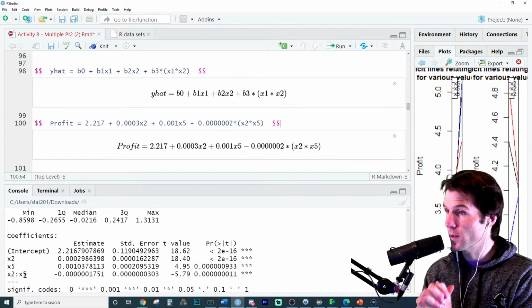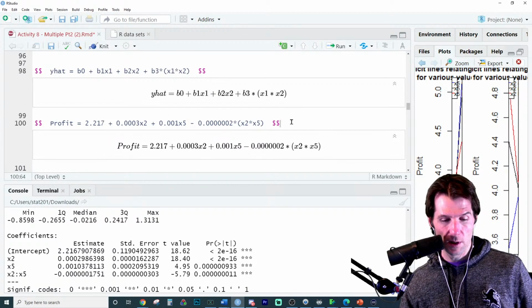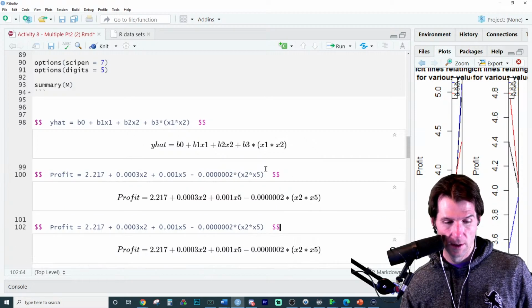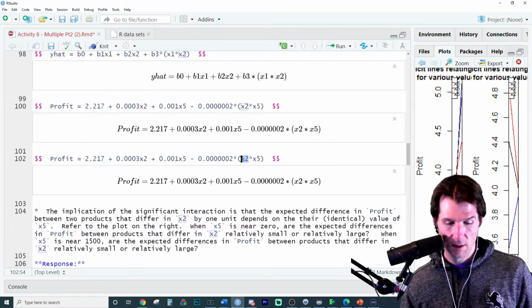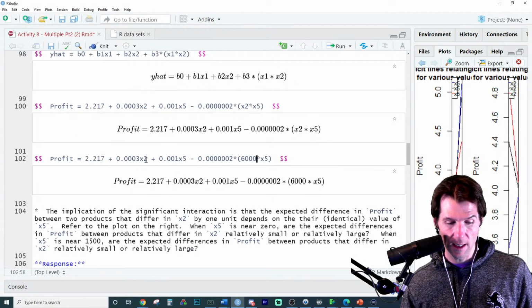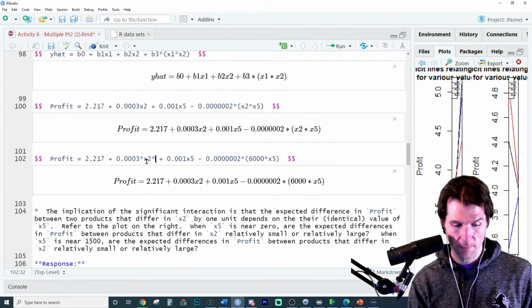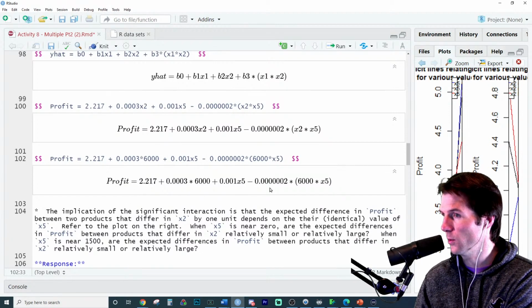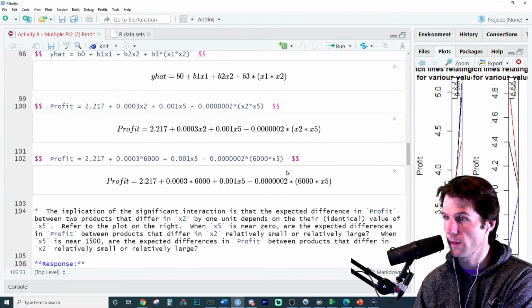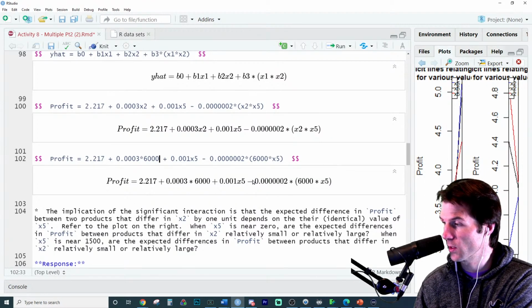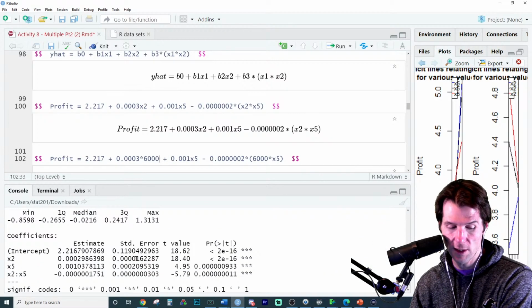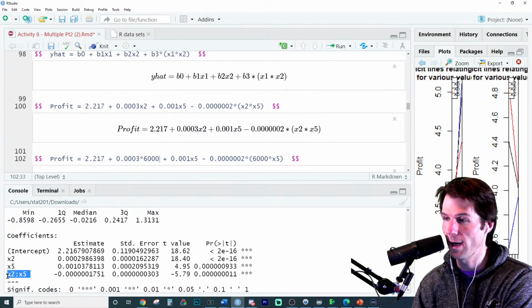And now, to write out the implicit line, we're going to take this and solve it when x2 is equal to 6,000. So all we're doing is plugging in this number. We're going to plug in 6,000 for x2. This is how you solve an implicit line. It's just by plugging in the numbers. A good question there, Peyton. The x2:x5 is the interaction term.